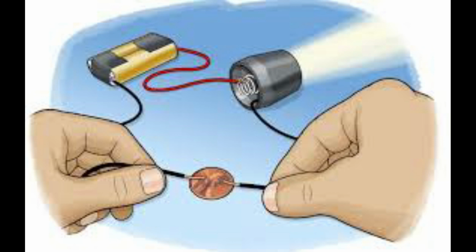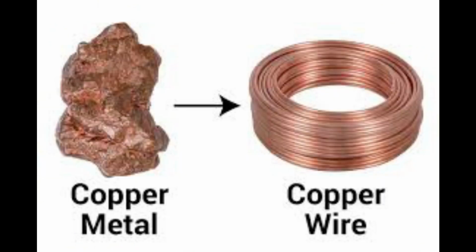In the case of the sulfur piece, the bulb does not glow. So with this we say that non-metals are bad conductors of electricity, whereas graphite is an exception. Why? Because graphite contains carbon. Carbon is a good conductor of electricity and heat.